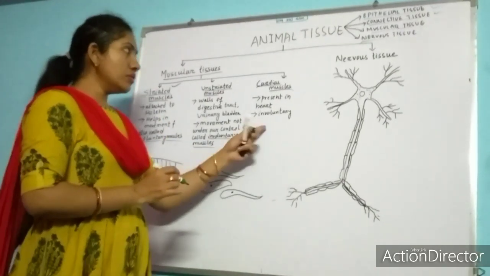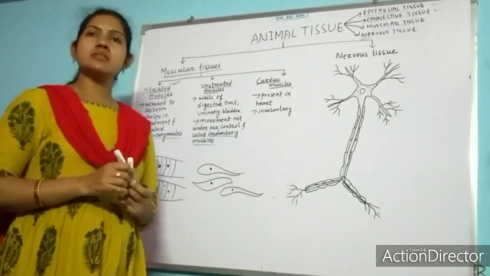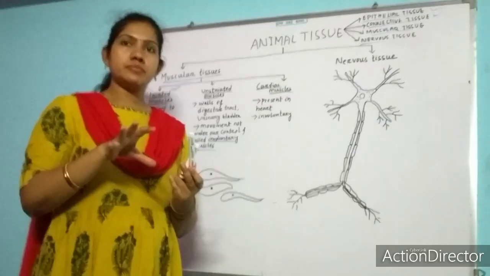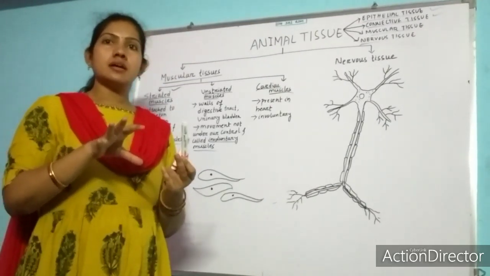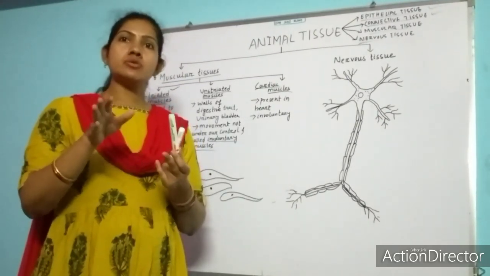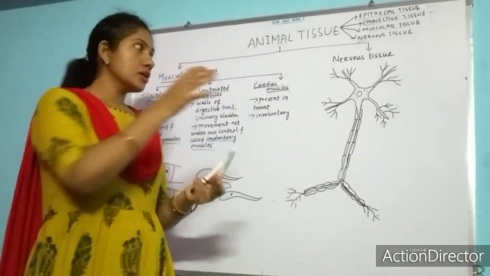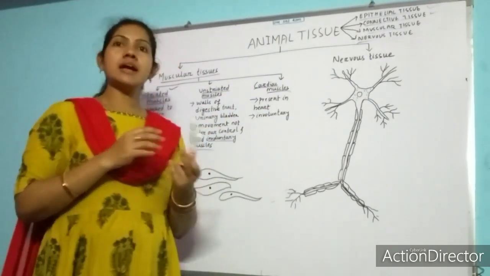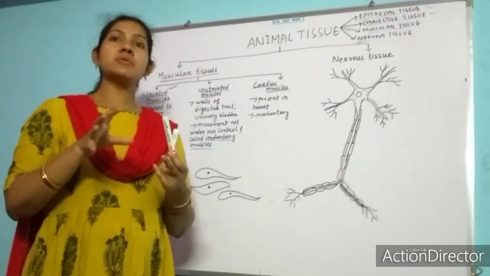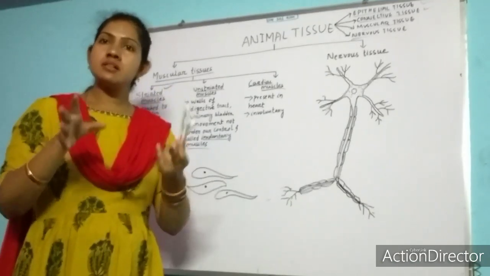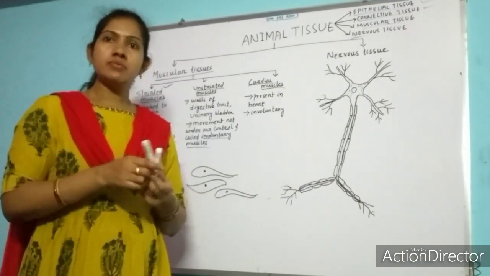Now come to cardiac muscles. The name itself suggests it. What is cardiac? Cardiac means heart. That's why we say cardiologists, the doctors of the heart. So cardiac muscles are the kind of muscles which are present only on the heart.